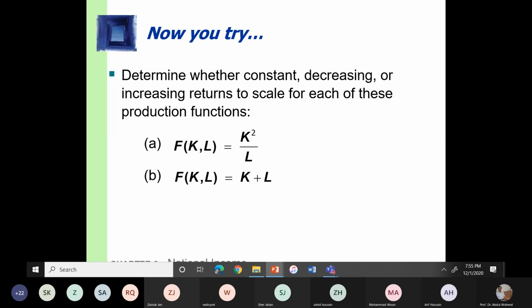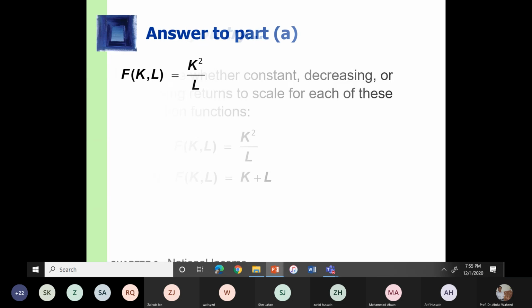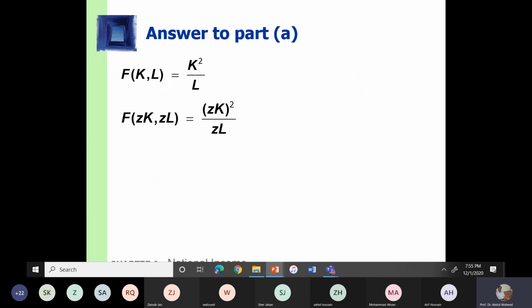तो फर्स्ट केस is what? Constant returns to scale, decreasing returns to scale or increasing returns to scale? Yes. The simple है, you have to make increment of Z to K and Z to L and then you have to see what will happen. Any answer? Right here. You have to make increment for Z.